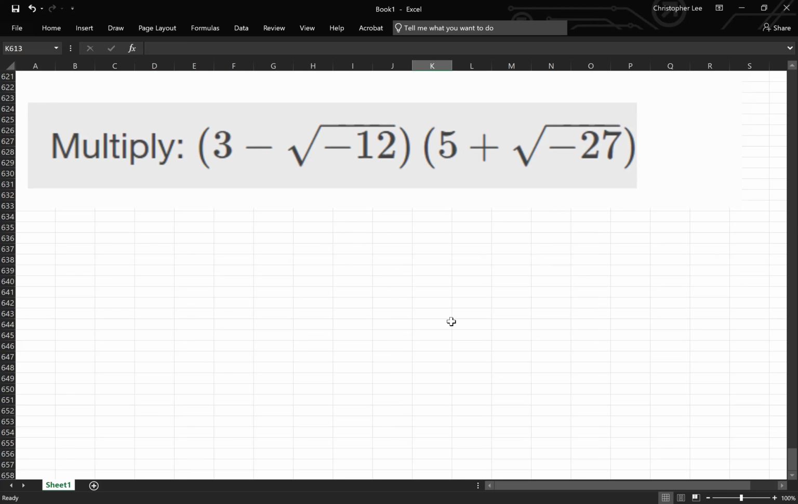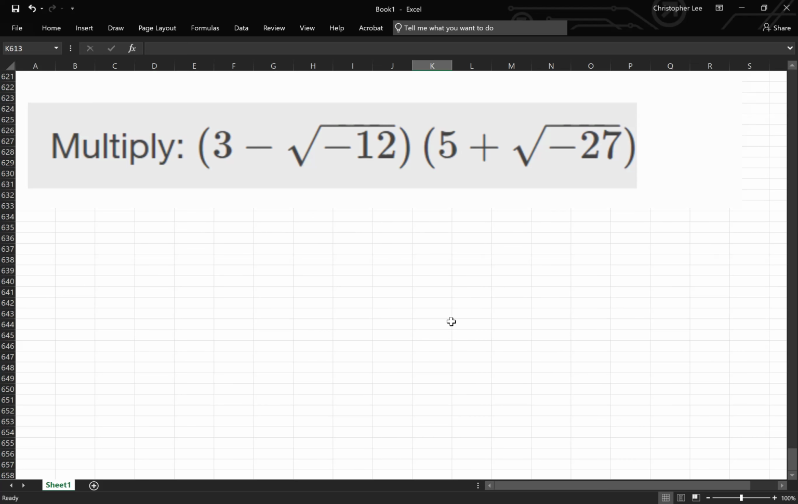How come you didn't use this one? But after that, you could just FOIL, combine like terms. That's the secret. Okay then.